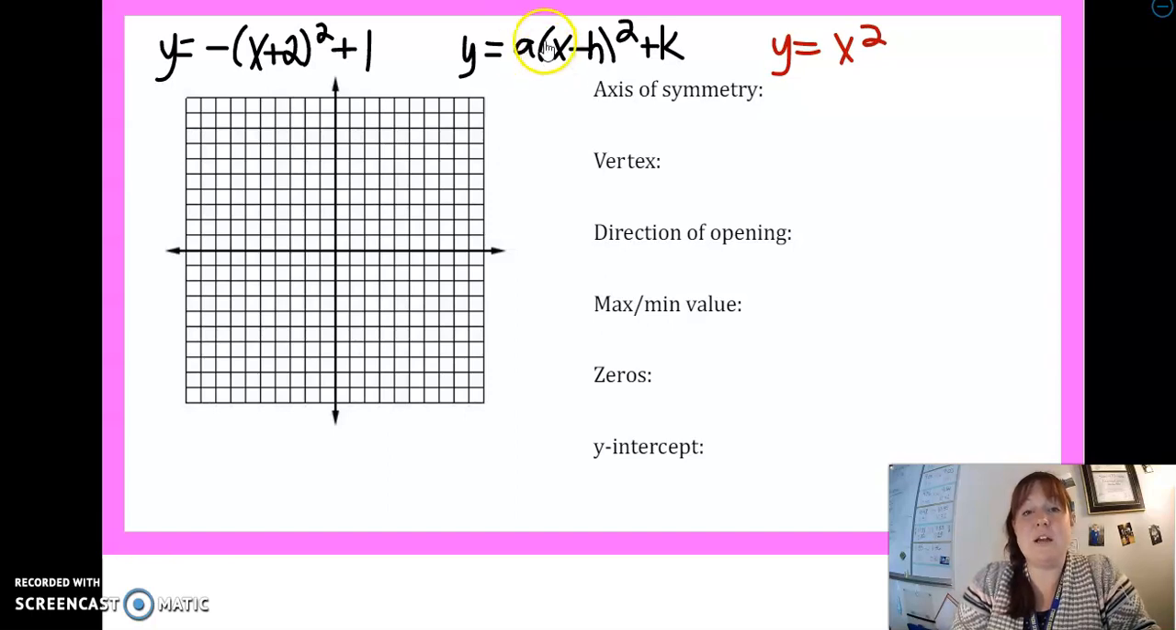Now, in theory, you could have something in here with the x that's going to stretch or compress it horizontally, but we don't often see that, and we're not going to see that in Algebra 2. So really, this is our vertex form. So with one of these, let's see what we did.